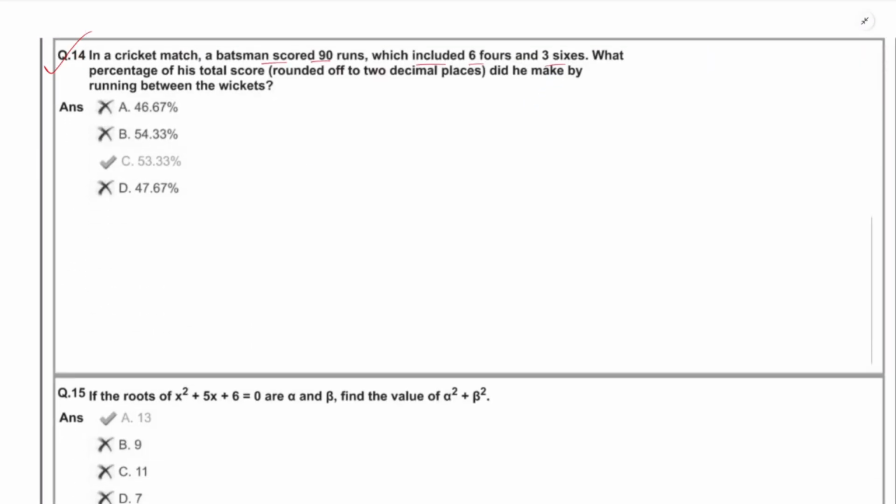In the question number 14, in a cricket match, a batsman scores 90 runs, which included 6 fours and 3 sixes. What percentage of his total score did he make by running between the wickets? Total run is 90 and boundary runs is equal to 6 into 4 plus 3 into 6, it is equal to 42.